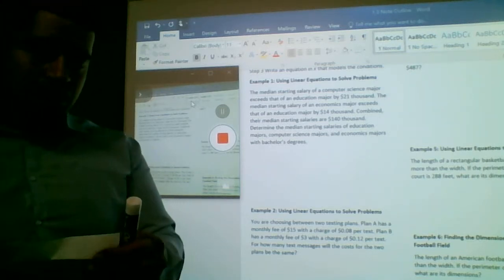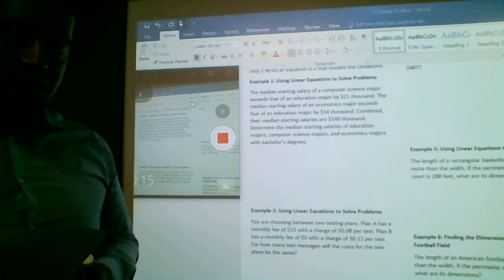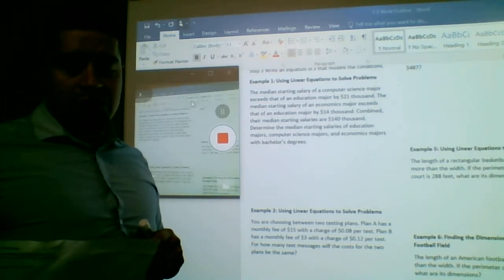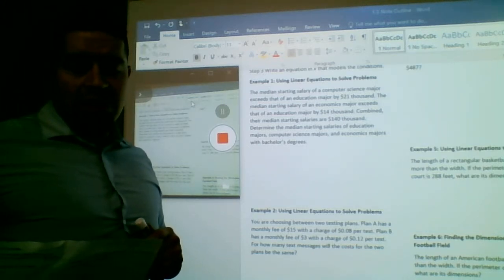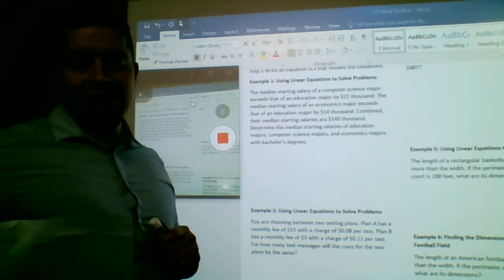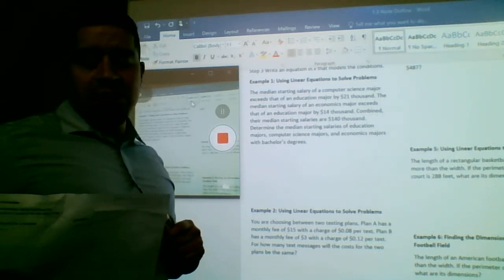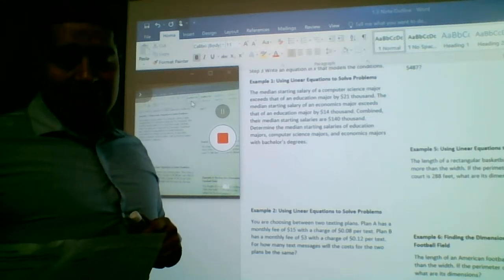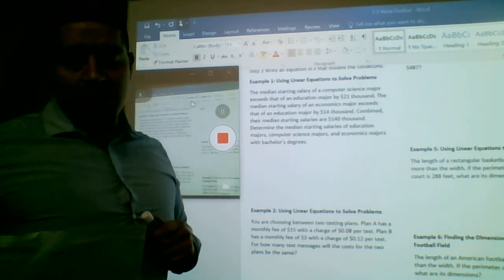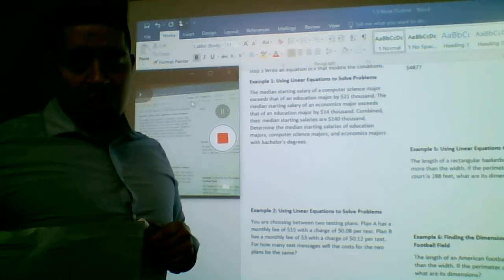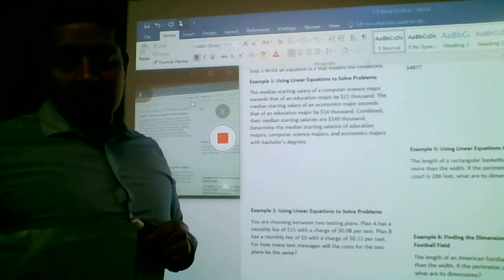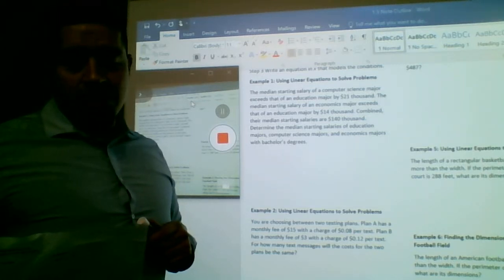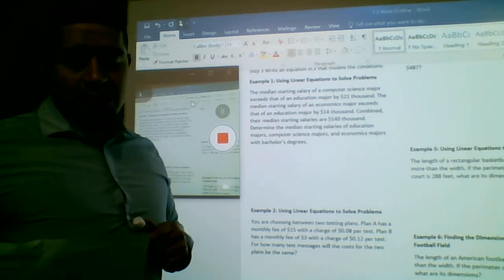There are some suggestions of how to follow through on solving word problems. Step 1, let x represent unknown quantities. Step 2, represent other unknown quantities in terms of x. Step 3, write an equation in x that models the conditions set by the problem. Step 4, solve the equation and answer the question. Step 5, check the solution in the original wording of the problem, not in the equation obtained from the words.